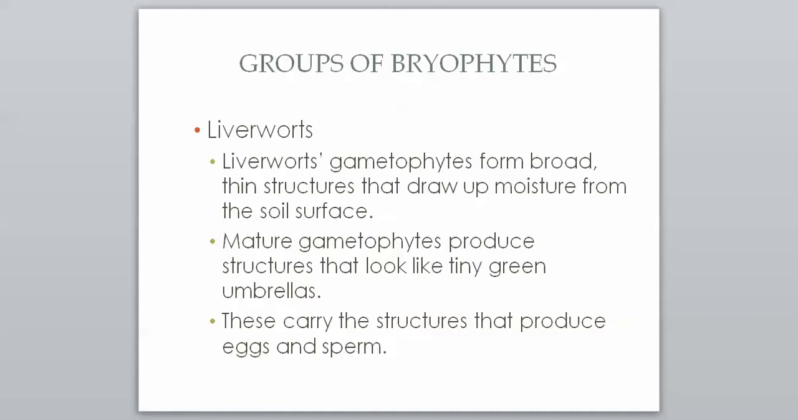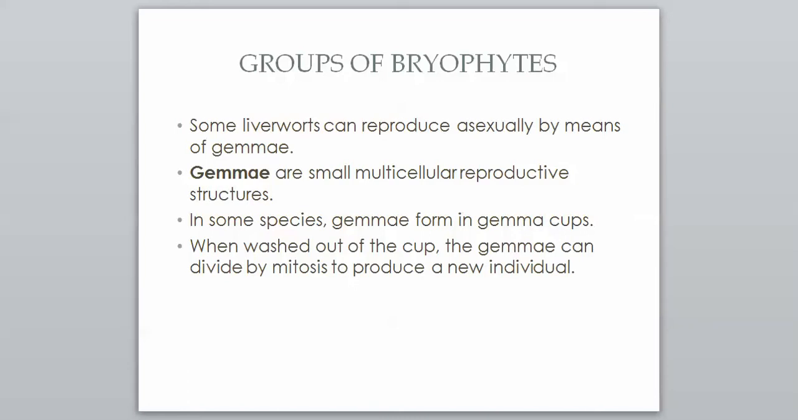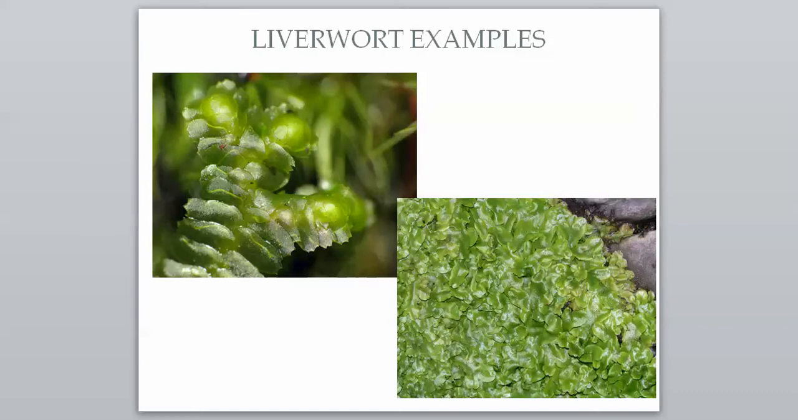Some liverworts can actually reproduce asexually by means of gemmae, and gemmae are small multicellular structures. In some species they are formed in a gemma cup, and then when washed out of the cup, the gemma can divide by mitosis to produce a new individual. So that's kind of a more interesting form of plant reproduction. Not too many can reproduce asexually, but this one can. And here's what they look like. Here are those little umbrella-like looking structures, as you can see in both the left and right pictures.